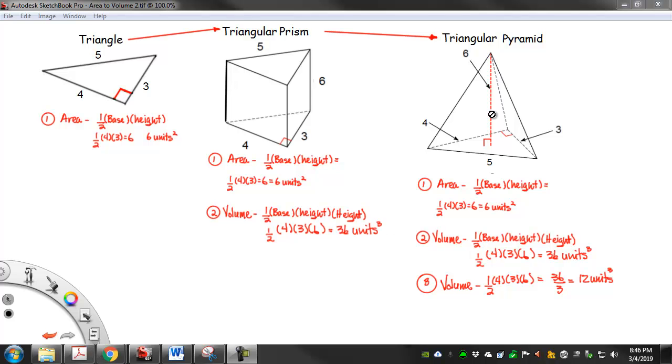Now again, to turn this to a pyramid, just like we did with a rectangle, all we have to do is take the volume that we found from step 2 of the triangular prism, and we just simply have to divide it by 3. Okay? And so that cuts it into 1/3. 3 into 36 will give us 12 units cubed for the triangular pyramid.